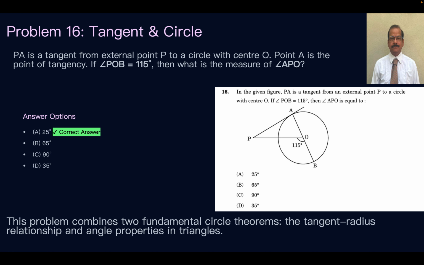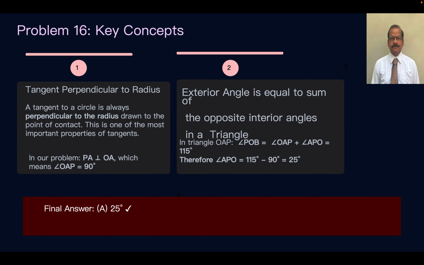Here the important concept to be remembered is that a tangent is perpendicular to the radius. A tangent to a circle is always perpendicular to the radius drawn to the point of contact. This is one of the most important properties of tangents. In this problem, PA is perpendicular to OA, which means angle OAP equal to 90 degrees.